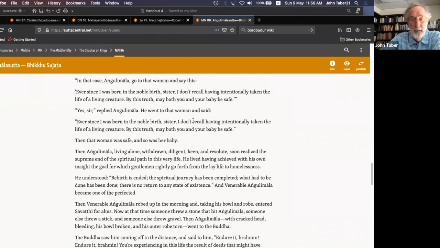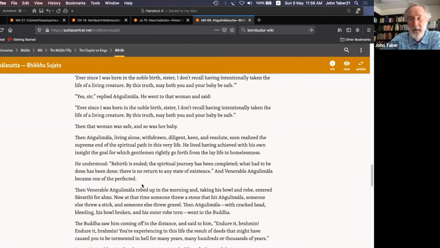And let me point out that the very next thing that happens, what's the next thing that happens? After this experience with the mother and seeing her suffering, he becomes fully awakened. It says, then Angulimala, living alone, withdrawn, and so on and so forth, soon realized the supreme end of the spiritual path in this very life. And then the next paragraph, he understood rebirth is ended, the spiritual journey has been completed, what had to be done has been done, there's no return to any state of existence. So these are the exact words that the Buddha declared upon his awakening. So notice that this occurs immediately after this encounter with the woman.